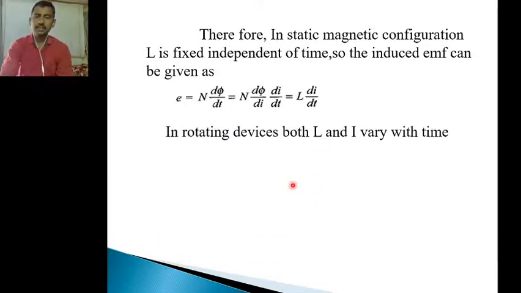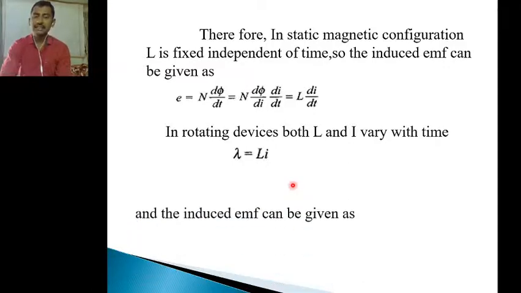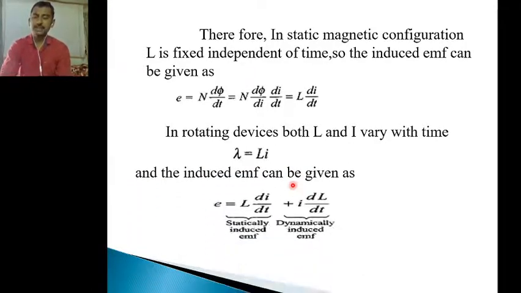Similarly, for rotating devices both L and I are varied, so lambda is equal to L I. Normally we have the formula E is equal to d lambda by dt, so we can differentiate both L and I. In that case, the induced EMF can be given as E is equal to L into dI by dt plus I into dL by dt. Here L into dI by dt is called the statically induced EMF, and I into dL by dt is called the dynamically induced EMF.